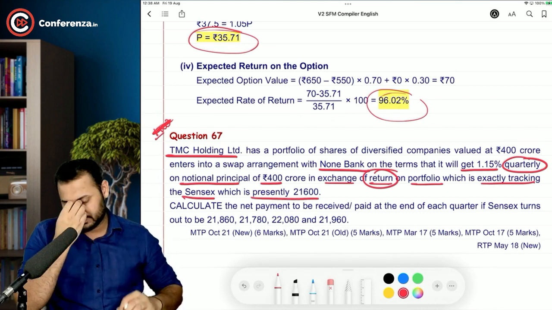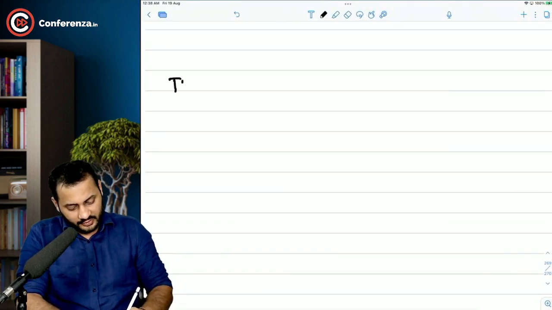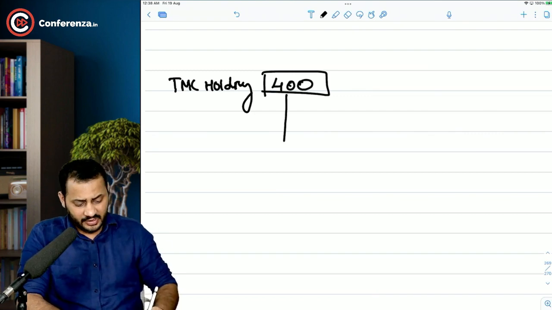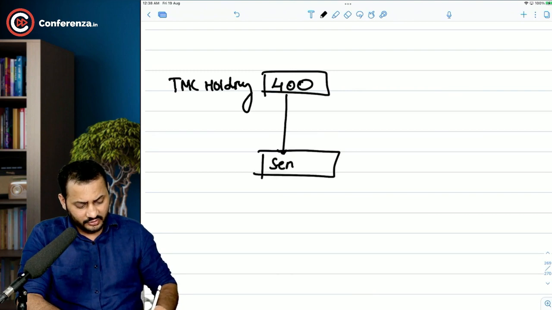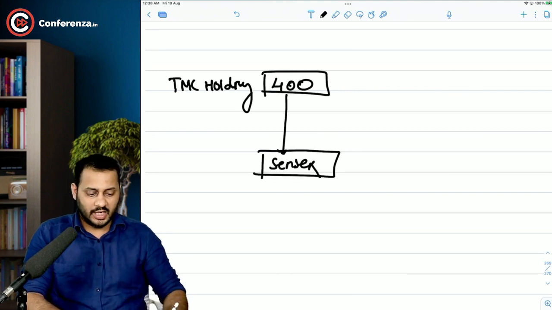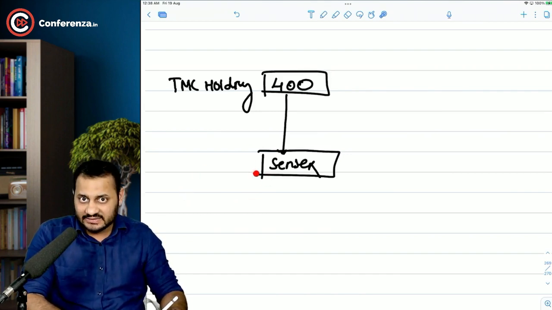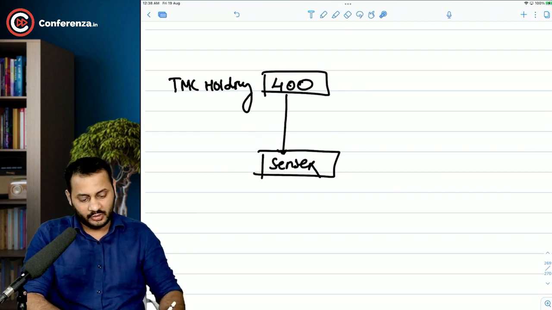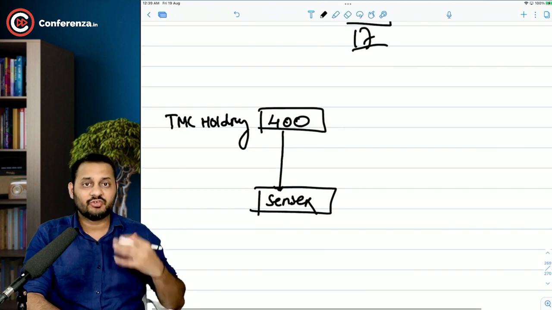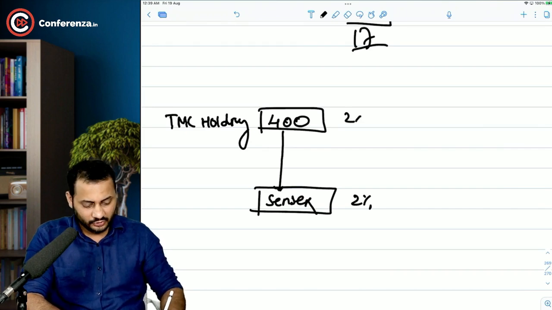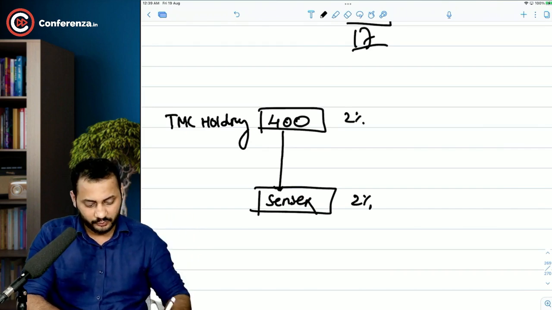So understand the situation. We are TMC Holding. We have invested in the market 400 crore. And we have invested in such a manner that our return is exactly equal to the return of the Sensex. So our portfolio is exactly tracking the Sensex. So whatever the return of the Sensex is, will be the return of our 400 crore. Now, we have entered into a swap arrangement. Let's say for example, 2% is the return for Sensex, then 2% will be the return for our portfolio.